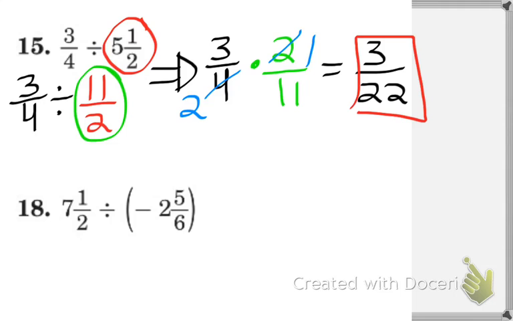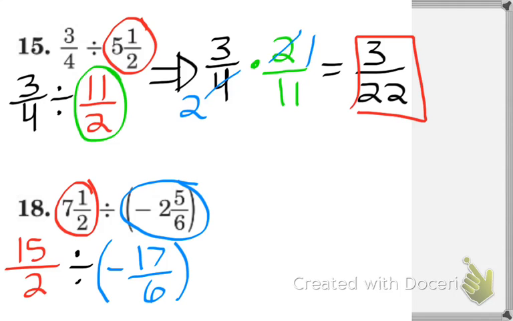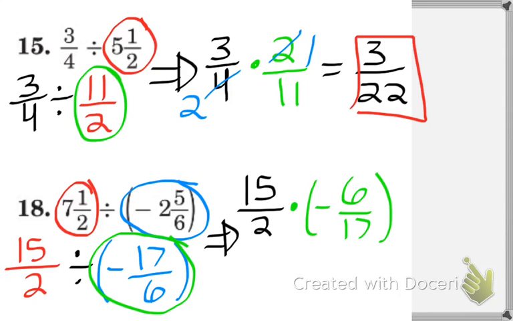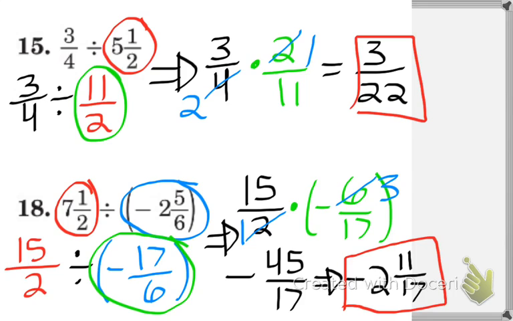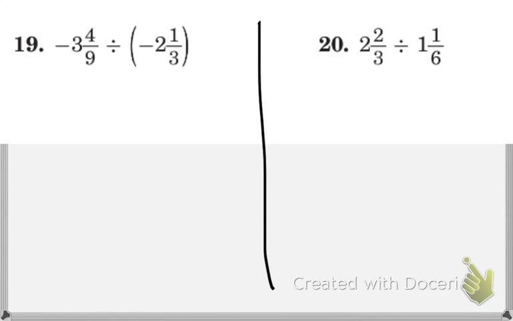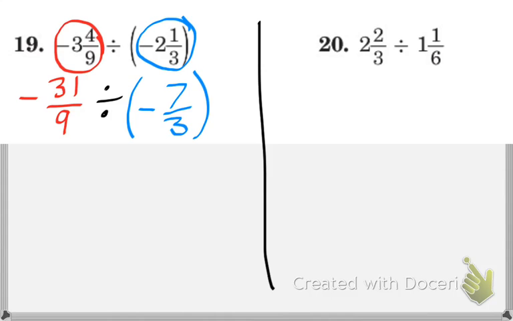And that's number 15. So for this one, you had to convert both of them to improper fractions. Now you're ready to flip the second one and it becomes multiplying. You end up with a final answer of negative 2 and 11/17. Alright, now we do 19 and 20. Convert them both, and now flip the second one.